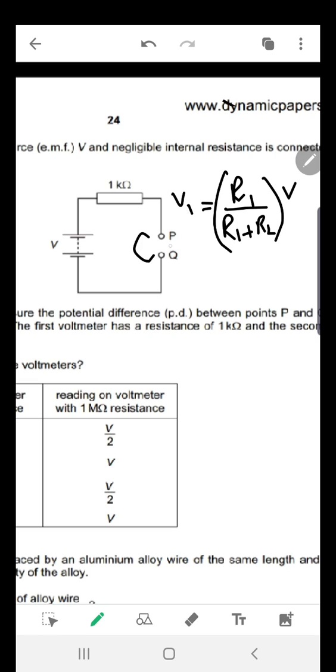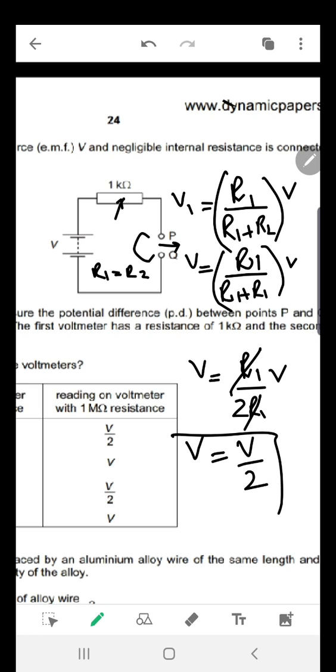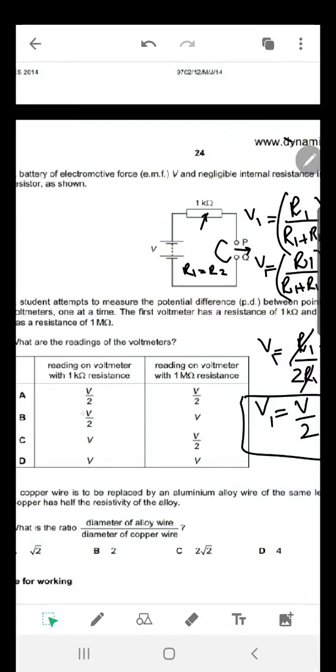So right now, you will see that R1, which is the voltmeter's resistance, and the resistance over here are both equal, right? So R1 is equal to R2. You can replace it with R1 over R1 plus R1 times V, which equals V R1 over 2 R1. R1 and R1 will get cancelled. So V1 equals V over 2. Okay, so let's check the answers for 1 kilo ohm.